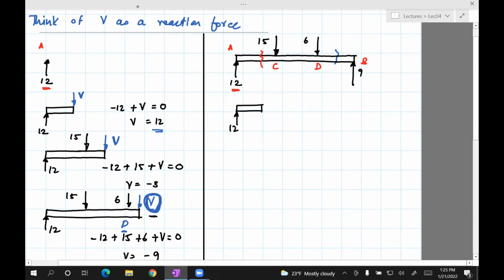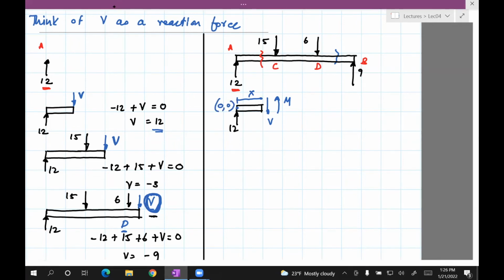12. Now, when we draw this, what we need to do is show V as well as M. V, our convention is positive is downwards, so I'll stick to that. Counterclockwise positive. And let's assume that this distance, which we're considering, is X from the left. Our convention is 0, 0 is on the left, right here. So X is measured from the left. So now with that, let's write the equation of equilibrium.